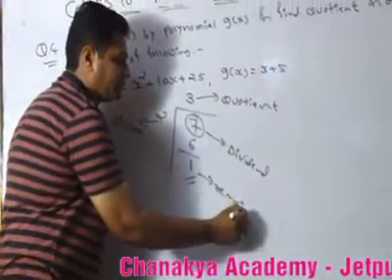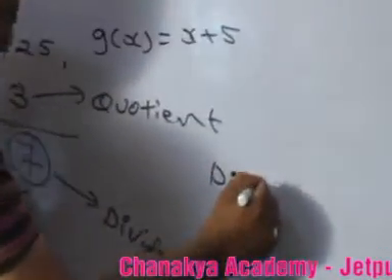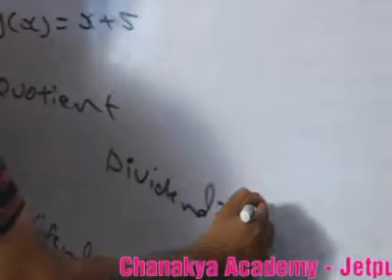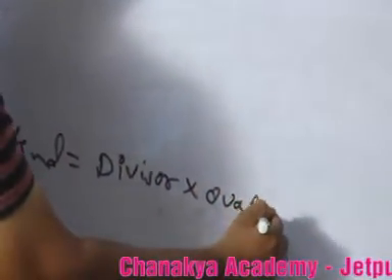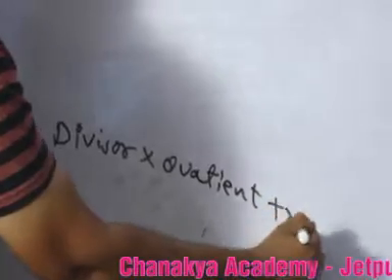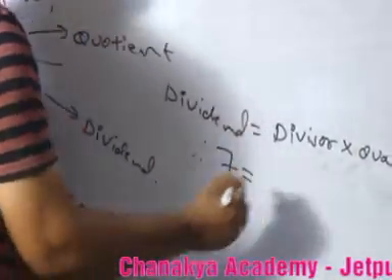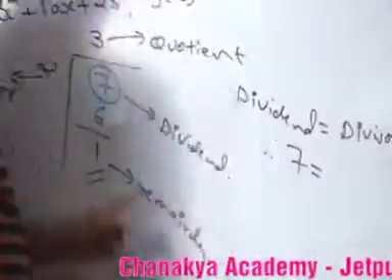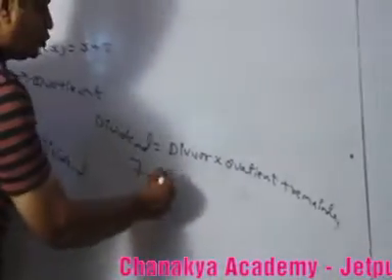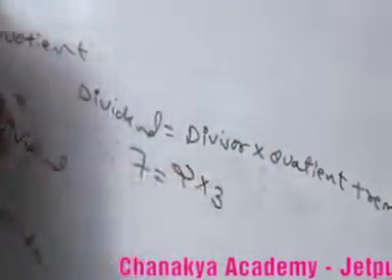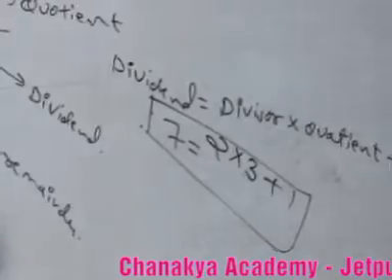That means, hello students, that means dividend equal to divisor into quotient plus remainder. Therefore 7 equal to, what is our divisor? 2 is our divisor. 2 into 3, 3 is our quotient, plus remainder. This is what we are going to find out in this question.